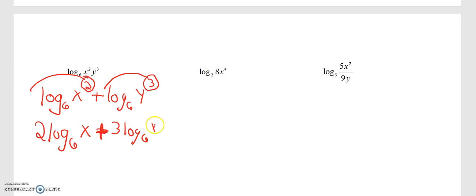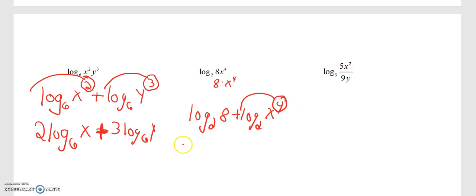3 log base 6 of y. So with this one, again, what you basically have here is 8 times x to the fourth, right? And according to multiplication, we can split that up and make that addition. Once you split it up and make addition, now you can pull that exponent out in front, and it only goes to the log. Again, I did the equal sign, make that a plus. It only goes to the log base 2 of x. It doesn't go with the one with the 8. Don't put it out in front of everything, just put it out in front of its own.